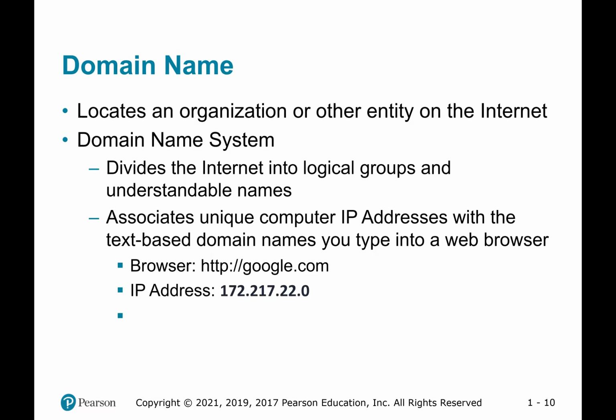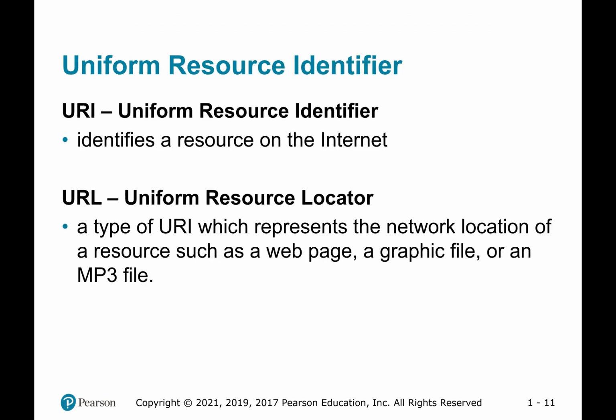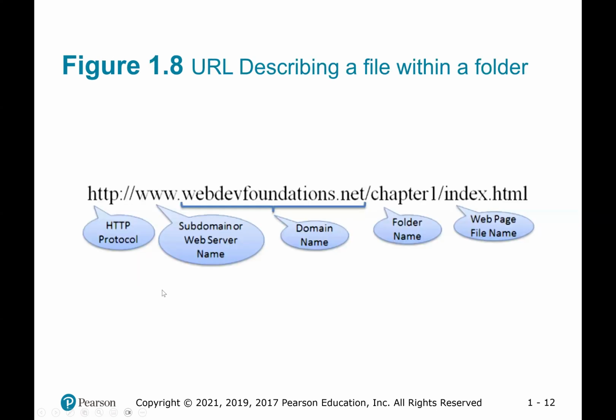So what you saw at www.google.com, that was a URI. URI means Uniform Resource Identifier, or you can say URL. URL is Uniform Resource Locator. This is also a type of URI which represents the network location of a resource, such as a web page or a graphic file or an MP3 file. So here is one example of a URL.